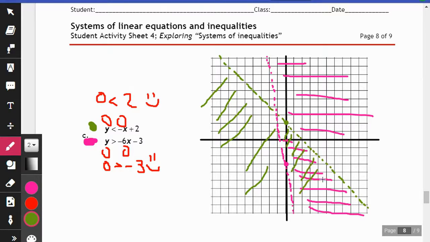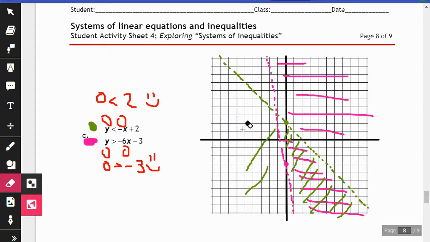And where do they both cross? Where it works for both equations? It's the one down in the bottom right corner. I'm going to erase all of these guys. And bada bing, bada boom, there's your graph. It looks almost Christmassy. All right, fun.